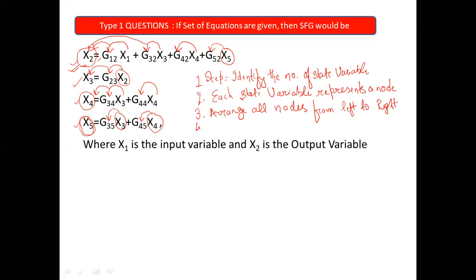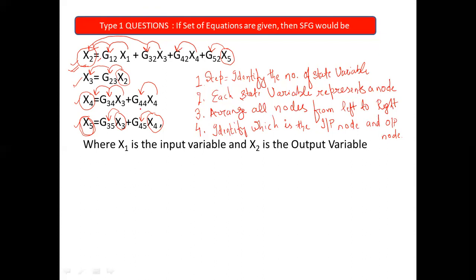And in the fourth point, we have to identify which is the input node and which is the output node. So these are the four steps.